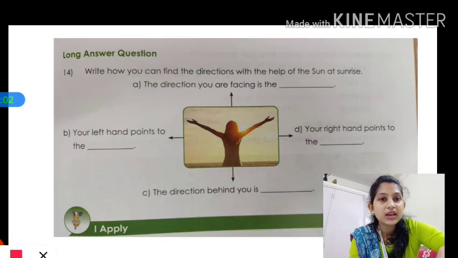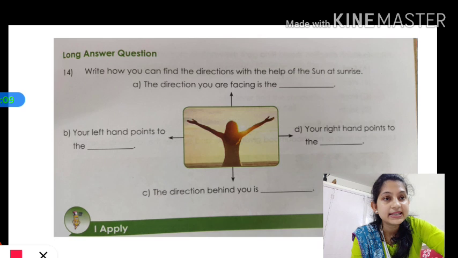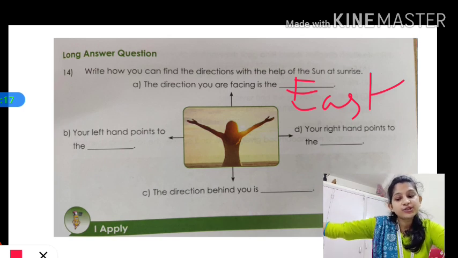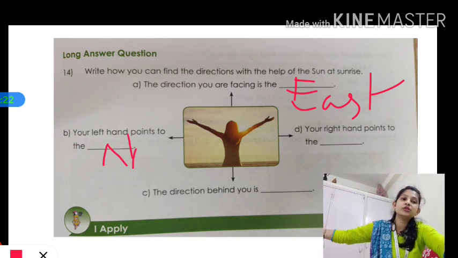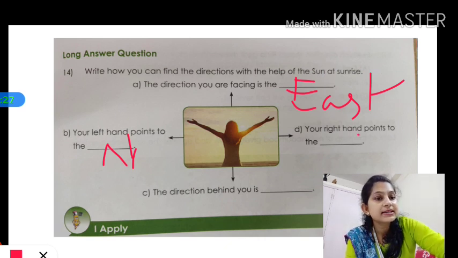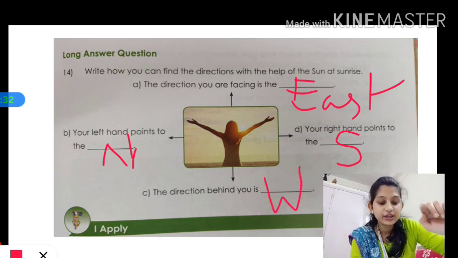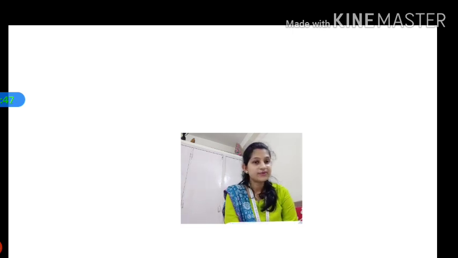Next, how you can find direction with the help of sun at sunrise. The direction you are facing is east. Here it will come east, E-A-S-T. Okay, B, your left hand points toward north. I told you, when you are facing east, your left hand will face toward north and your right hand will face toward your south, and the direction behind you will be your west. Okay, stop here, and in our next class we are going to complete our workbook.